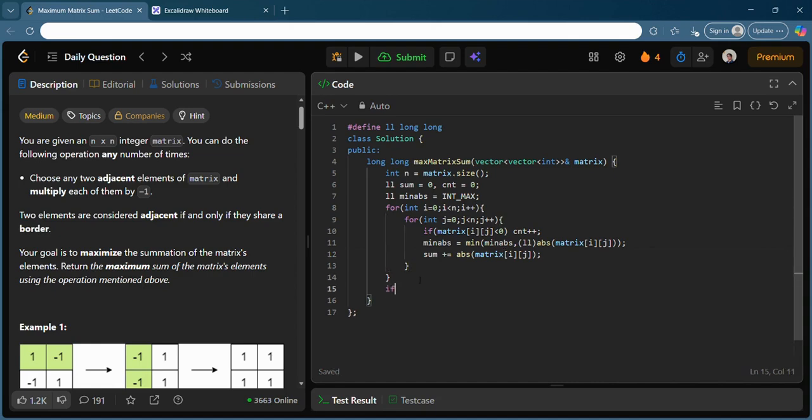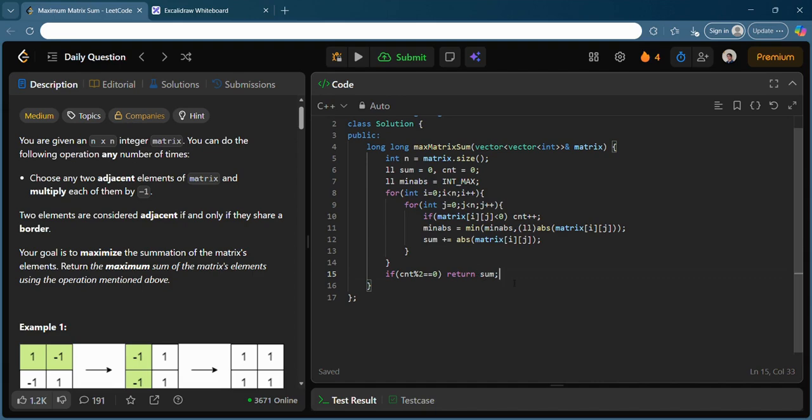Okay, so if you see, if the count modulo 2 is equal to 0, what would that mean? That would simply mean that, hey, you need to return this sum, because if there are an even number of negative numbers, you can convert all of them to positive and you need to simply return your total absolute sum. Okay, otherwise if this is not true, then the line will come to here and you can just simply write sum minus 2 into minimum absolute. I hope that is very simple and easy and not at all confusing.